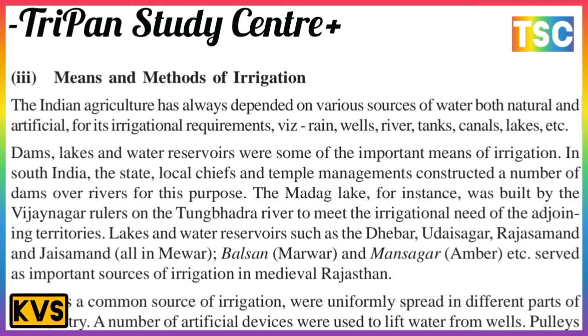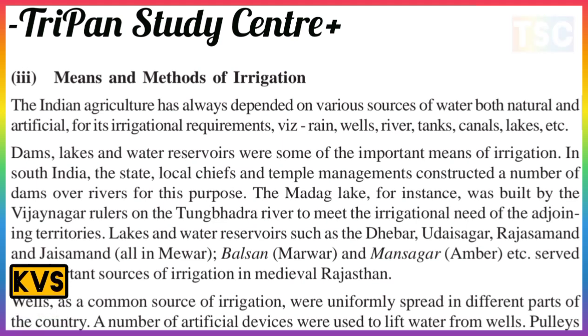In South India, the state, local chiefs, and temple management constructed a number of dams on rivers for this purpose. The Madaka Lake, for instance, was built by a Vijayanagar ruler on the Tungabhadra river to meet the irrigational needs of the adjoining territories. Lakes and water reserves such as the Devsagar and Rajsamand, Jaisamand in Mewar, the Balsamand in Marwar, and the Sagar in Amber served as important sources of irrigation in medieval Rajasthan.